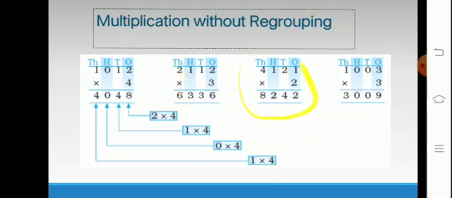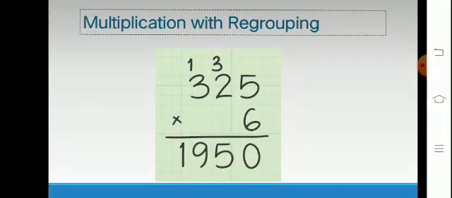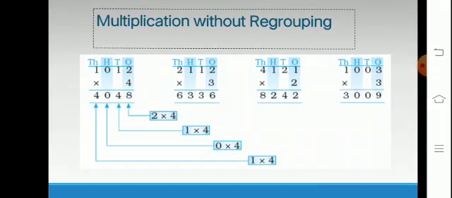Similarly, see the next examples. 4121 multiplied with 2, we will get the product 8242. And the last one is 1003 multiplying with 3. The product is 3009.